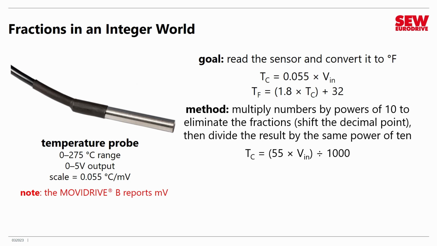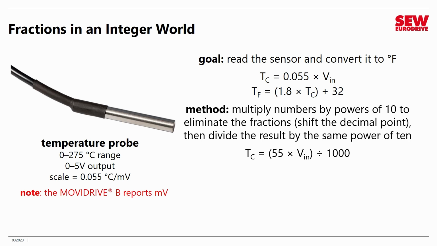If we multiply that by 1,000, that will turn it into 55. So we now have a new formula. Tc equals 55 times the input voltage, and then we divide out the correction. We divide out that 1,000. So when we're done, our math will have been done sort of with a fake fraction. And when we're done, it'll come back. We'll have an integer, and it will basically be pretty close.